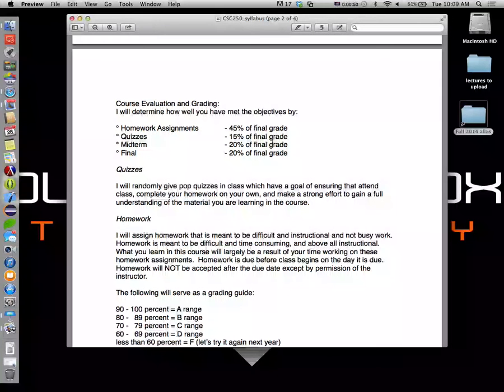Grading. Homework assignments, 45% of your grade. Quizzes, they will be pop quizzes. I'll give them whenever I feel like it. Usually it's when attendance is crappy. So if I see a bunch of people missing, I usually give a quiz. Sometimes I just give it because I feel like being mean. Sometimes I give it because I think it's funny.